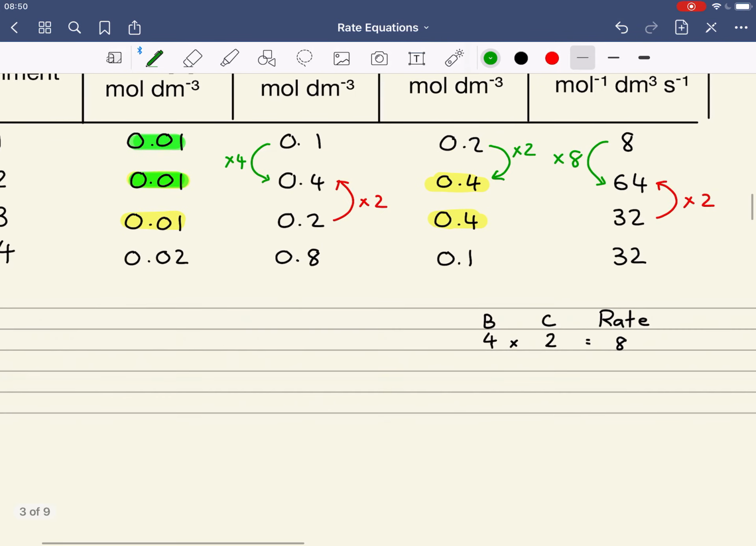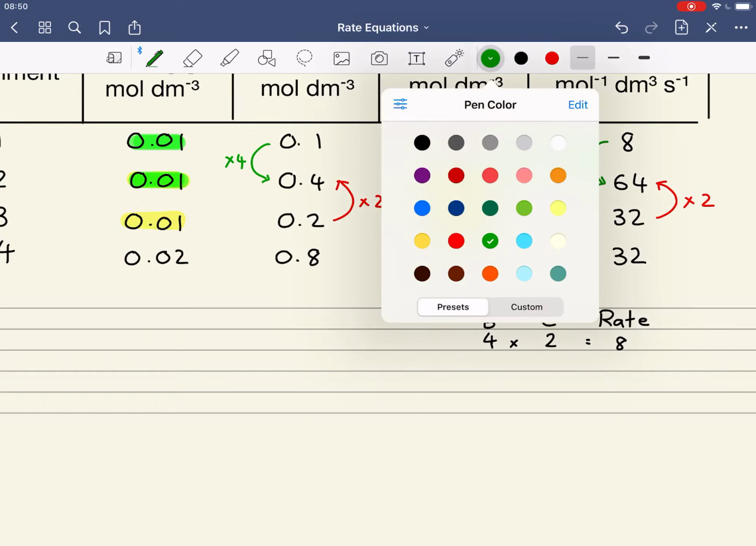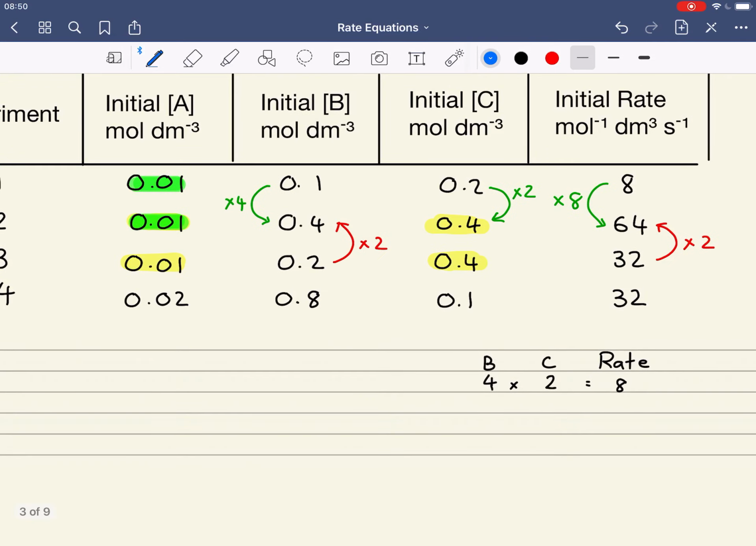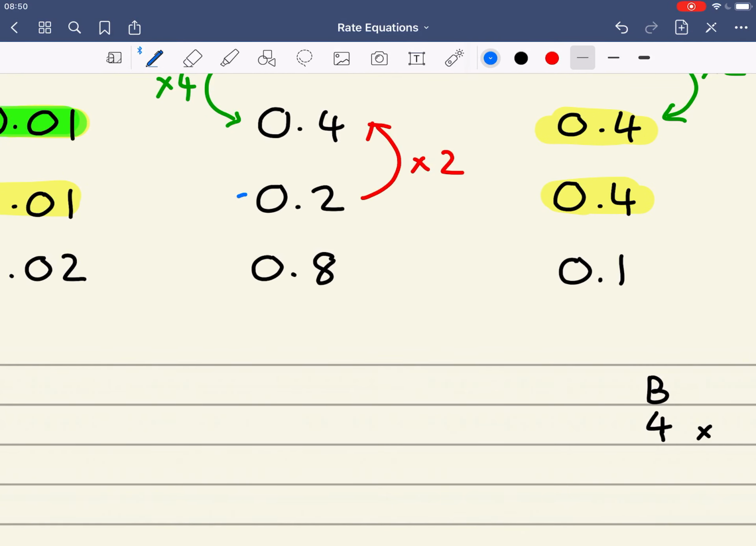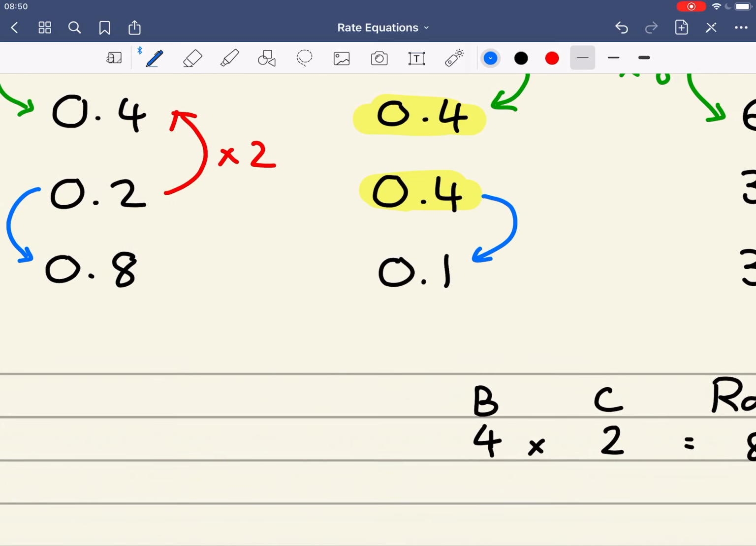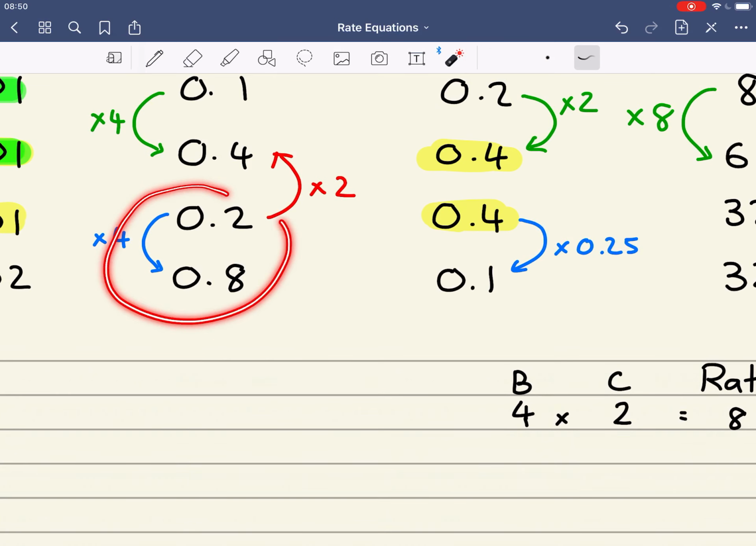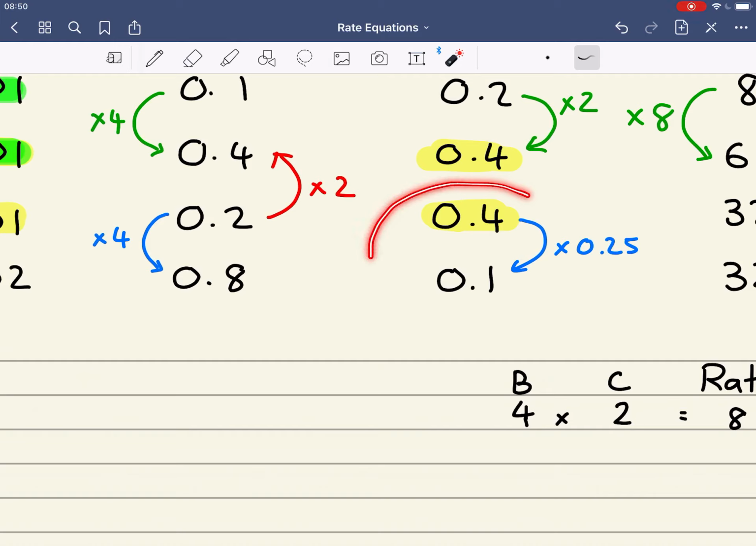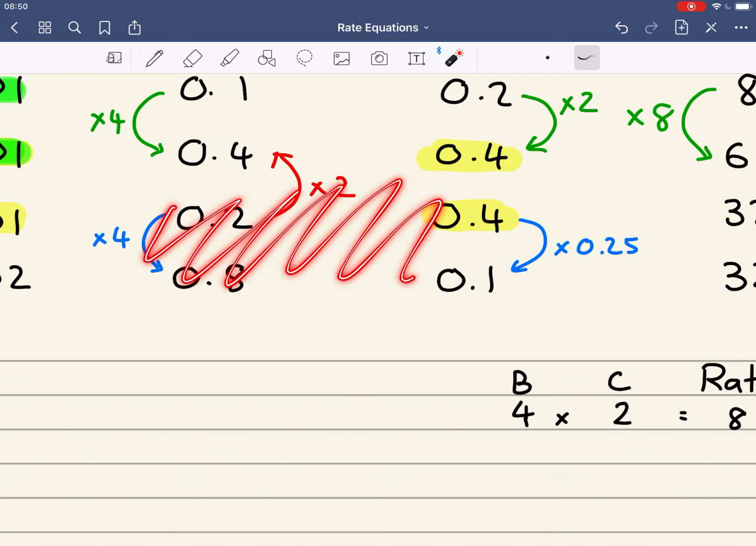Now look at experiments 3 and 4, where we've got a change in concentration of A. Now, it's first order with respect to B and C, and we can see that in experiments 3 and 4, the concentration of B has increased by a factor of 4, but the concentration of C has decreased by a factor of 4. And because they're both first order, the effect of this cancels the effect of this, because increasing the concentration of B by a factor of 4 would make the rate increase by a factor of 4, but decreasing the concentration of C by a factor of 4 will cause the rate to decrease by a factor of 4. So we can ignore anything here now.